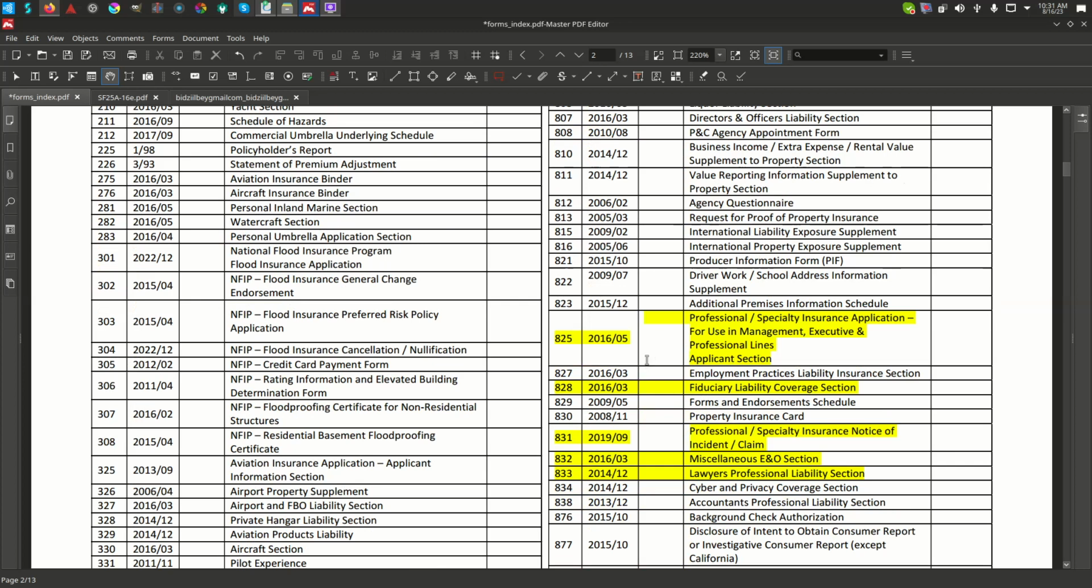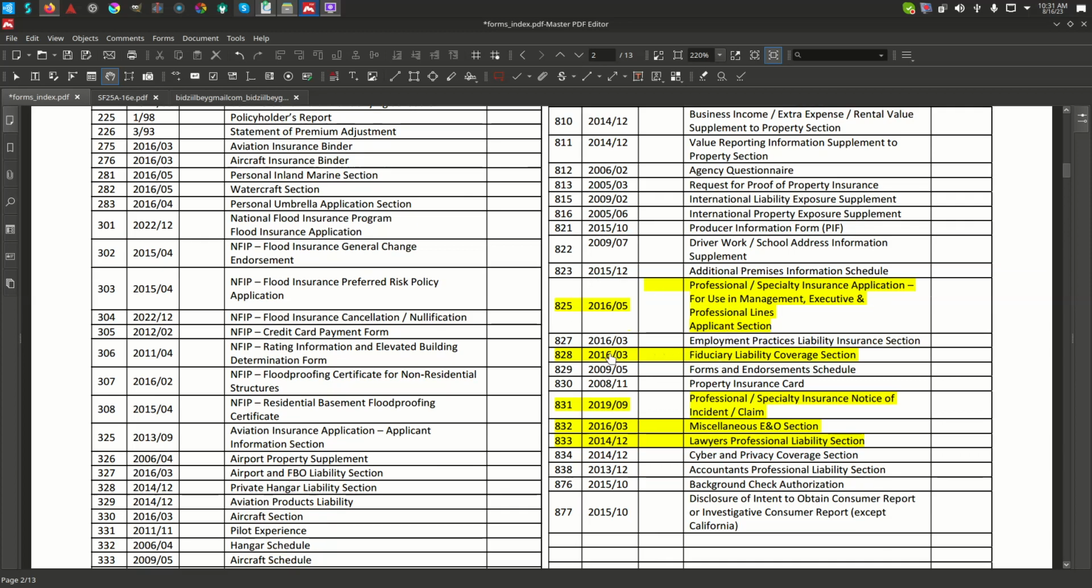You also have, and this is for all you guys that are understanding how to implement under the CFR 2711, a professional special insurance application for use of management and execution of professional lines. In other words, this can be used for key man insurance here. 825 can be used for key man insurance. You can add fiduciaries such as trustees to a liability coverage section.